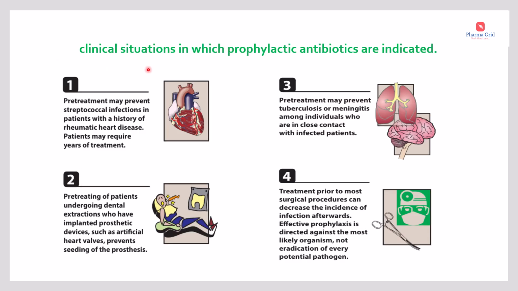So here you can see the clinical situations in which prophylactic antibiotics are indicated. First, pre-treatment may prevent streptococcal infections in patients with a history of rheumatic heart disease. Patients may require years of treatment. Then pre-treating patients undergoing dental extractions who have implanted prosthetic devices such as artificial heart valves prevents the seeding of the prosthesis. Then pre-treatment may prevent tuberculosis or meningitis among individuals who are in close contact with infected patients.